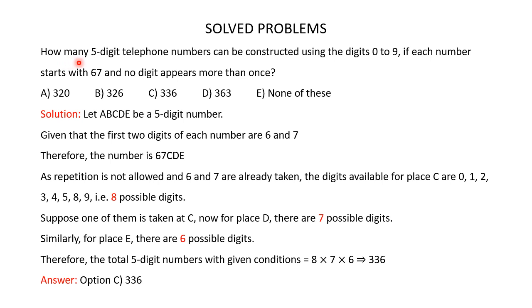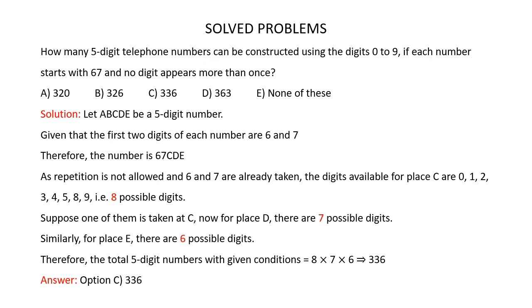How many 5-digit telephone numbers can be constructed using the digits 0 to 9 if each number starts with 67 and no digit appears more than once? Here you are given 5 options and you have to find out which of these options is the correct one. So here 5-digit telephone numbers have to be constructed.